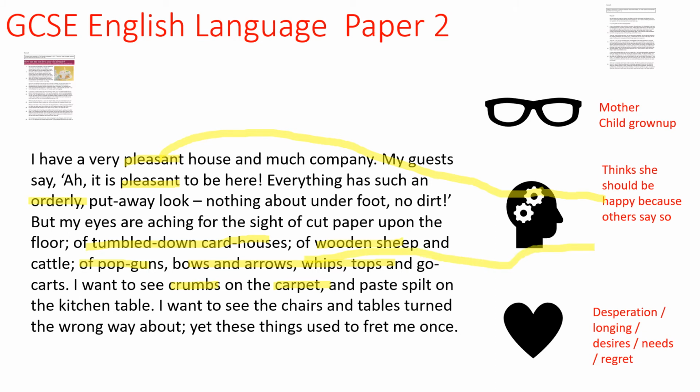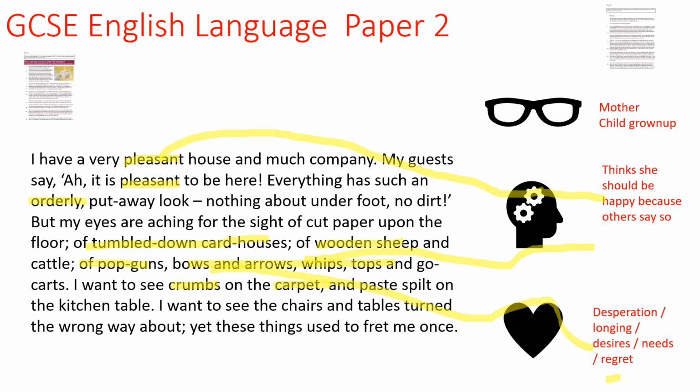She's got a tidy house. There's no crumbs all over the place. It's all neat and tidy. Okay, and so really what we can say is that, well, it seems nice, but actually it's not really nice for her. She wants that child, and actually all these things link into her desperation and her desires. She wants that back because really she liked that. She secretly liked it, and she kind of regrets what's happening.